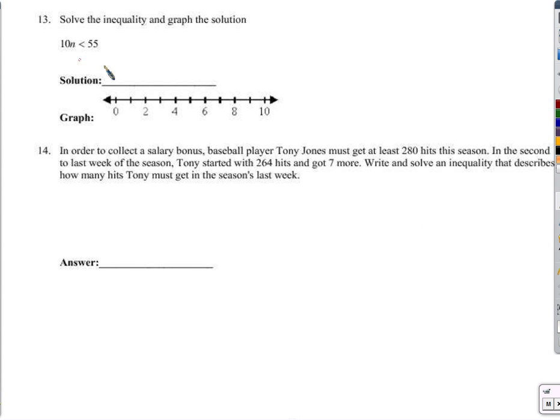We're going to solve this inequality. Just like we would solve an equation, we would divide both sides by 10, and n is less than, say, 5.5. Move that decimal back once. We get 5.5. So here is 4, 5, 6. Here's 5.5. Open circle, because it cannot be equal to 5.5, but it can be anything less than that. And not anything bigger, less.